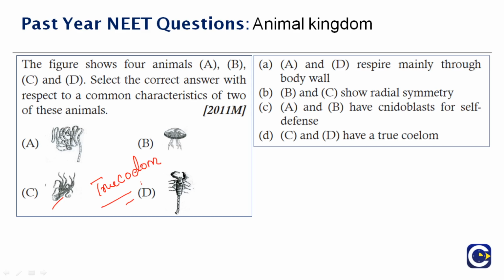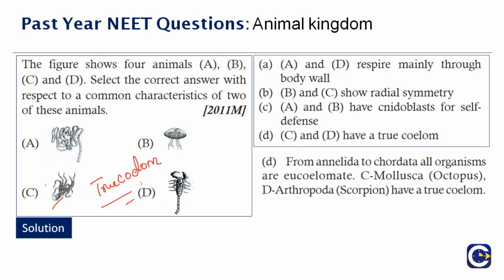Now, for example, C is Mollusca, that is an octopus, and D is Arthropoda, which is a scorpion, and therefore the correct answer to this question is option D, where C and D have a coelom, that is a true coelom. Therefore the correct answer is option D.